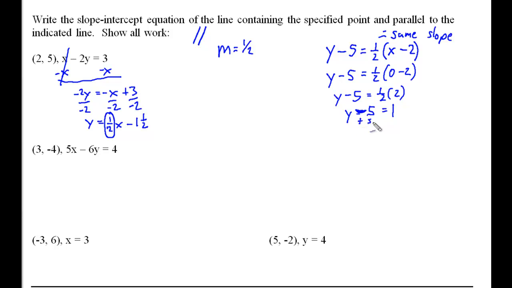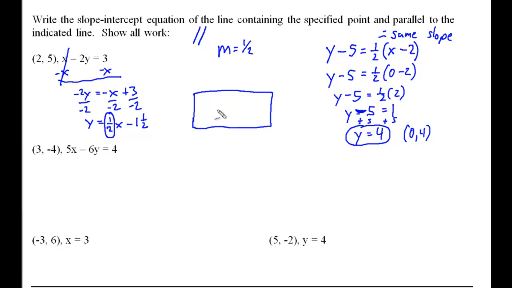And then I add the 5 to both sides. y is equal to 4. So this is my y-intercept. My y-intercept is (0, 4), because it has a slope of 1/2 and a y-intercept of 4. And so our final answer to write an equation that is parallel to this line, as we write it there, and has the correct y-intercept is y equals 1/2 x plus 4.